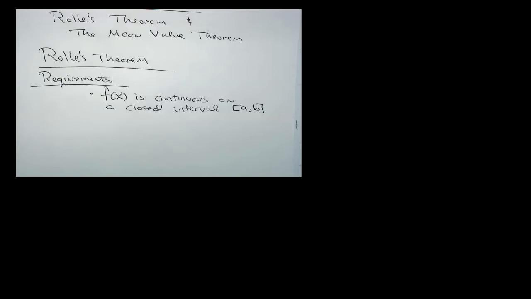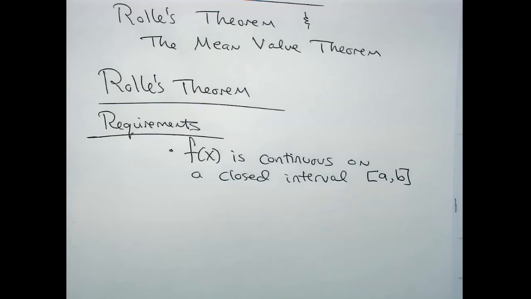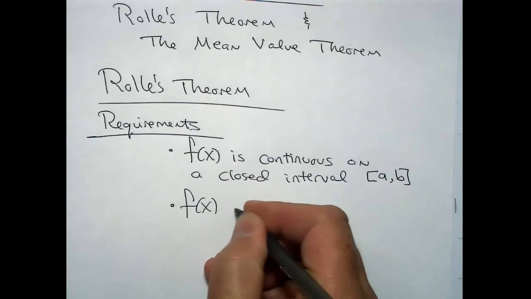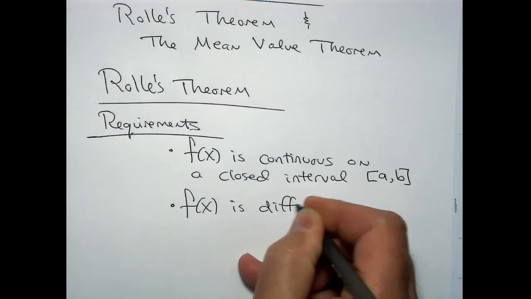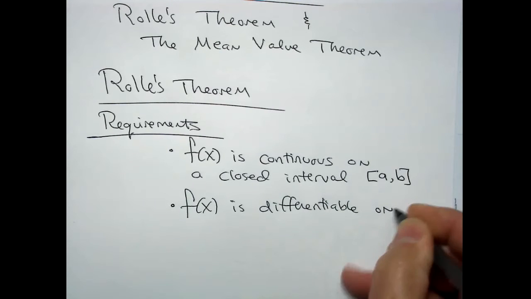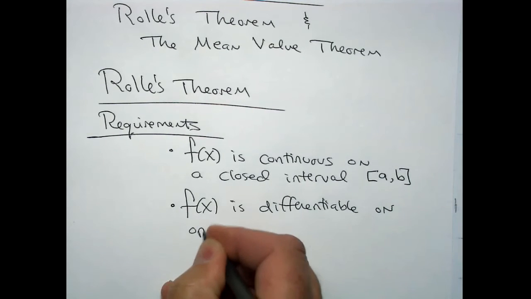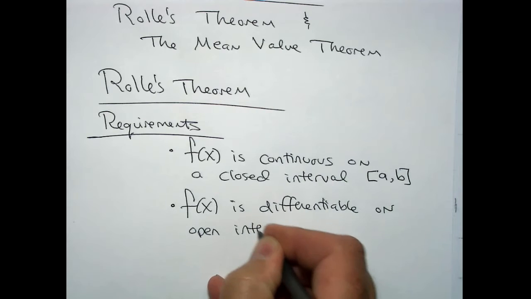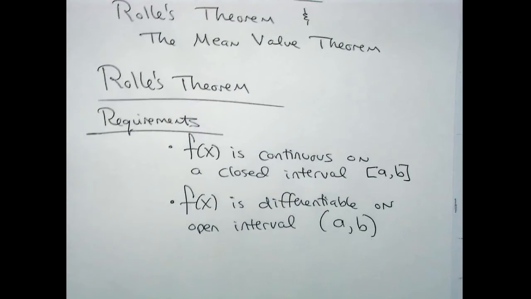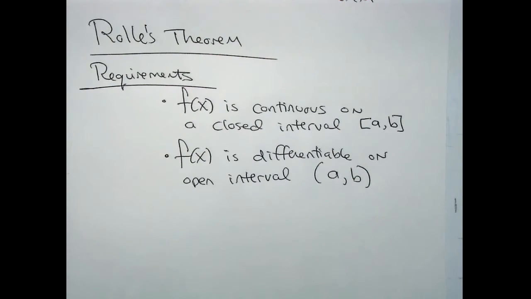Here comes the second requirement. The second requirement is that f of x is differentiable on the open interval. And that's from A to B, but not including A and B. Now I want you to think about why they ask for it to be differentiable on the open interval but continuous on the closed interval.